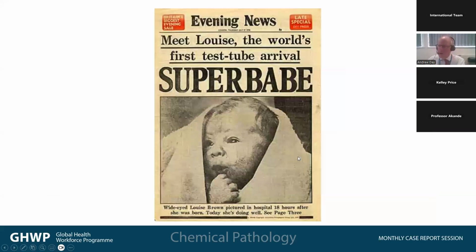And this is what it's all about. So this is Louise Brown, who was the world's first test tube baby, born in 1978 in Bury in northern England.